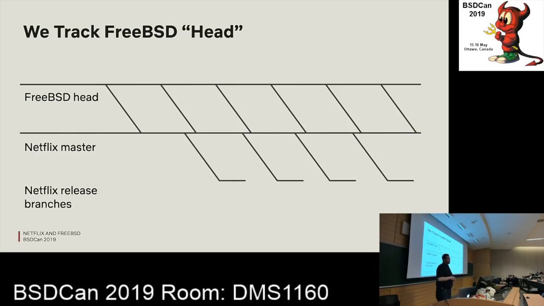The way we get our code for FreeBSD head is that about every 5 weeks, we pull down the latest code from FreeBSD head into our master branch, and then we will pull off one of our internal releases from our master branch. Then it's getting deployed to our caches. What that means is that a commit to the upstream FreeBSD development branch is usually fully deployed across our CDN sometime between 5 and 15 weeks, let's say, from when it's committed to FreeBSD head.